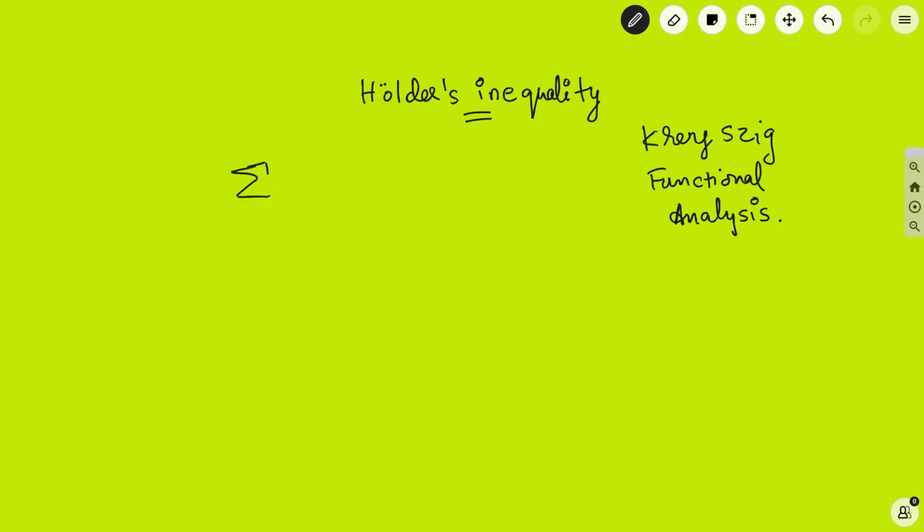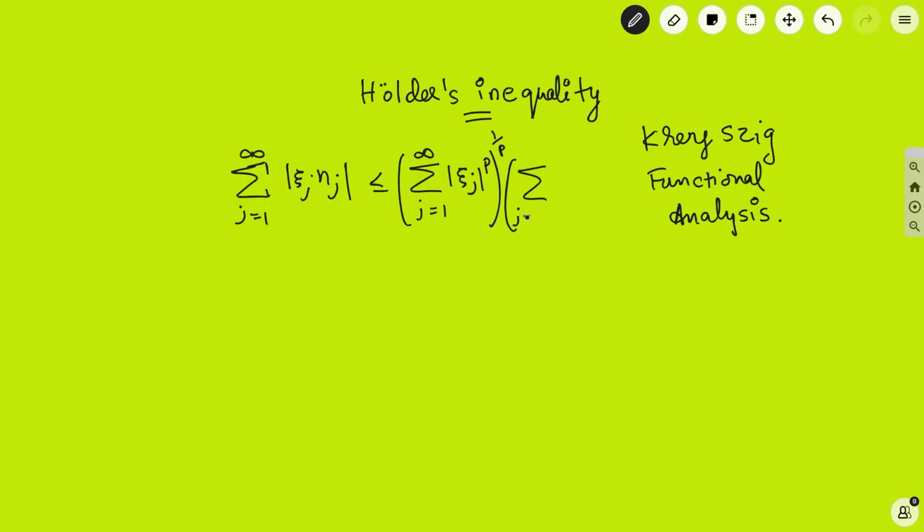If you have a summation of the absolute magnitude of the product of two sequences, sum over j from 1 to infinity, it is less than or equal to the summation over j from 1 to infinity of the absolute value to the power p, all to the power 1 by p, times the summation, let me make this a different index, n from 1 to infinity of the absolute value to the power q, all to the power 1 by q.